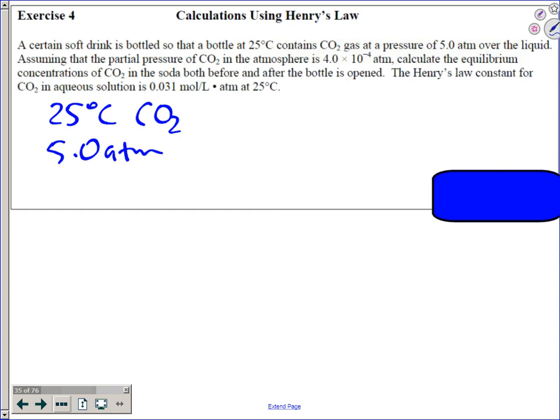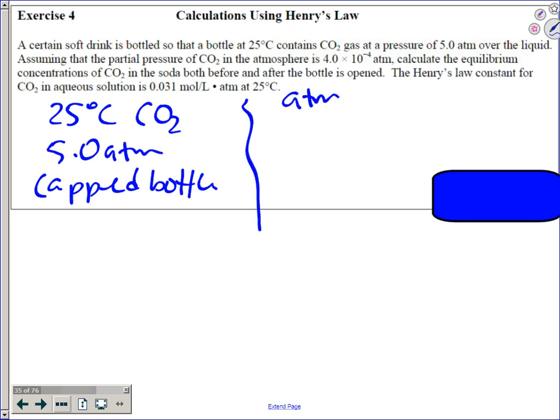Okay, so what was this information about? CO2 at what time? Capped bottle, right? So this is the capped bottle, which makes sense because we have a high pressure system, so it's capped. That means it's under a lot of CO2 pressure to maintain the bubbles. And then atmospherically, what are the data points? 4 times 10 to the negative 4th atmospheres. Still 25 degrees Celsius.